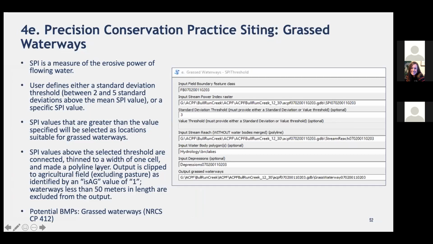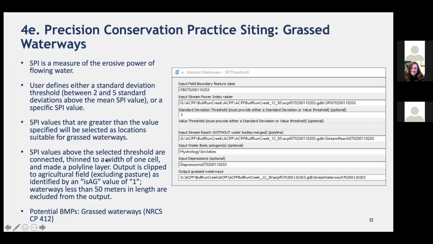So SPI is particularly important for siting grassed waterways. To do that, the user is going to define some standard deviation around a mean SPI value, or a specific SPI value, that identifies areas where grassed waterways might be most suitable. So you can see that for this particular tool, you're going to put in your field boundaries and then that stream power index raster, which was created in the previous step. And then again, you can either select a standard deviation threshold or a value threshold for that SPI, or that stream power index.